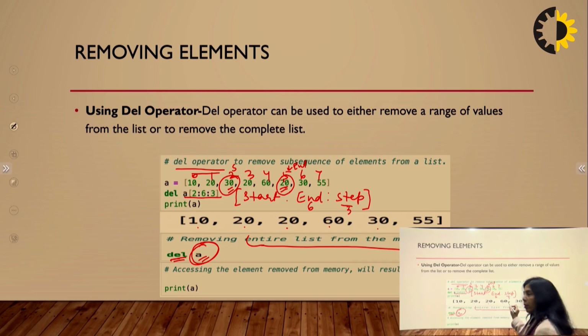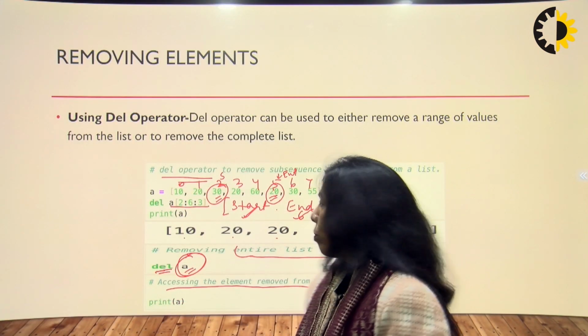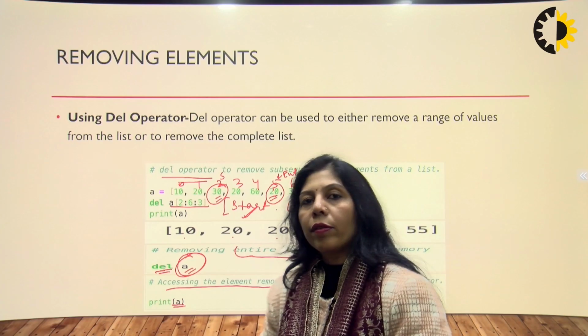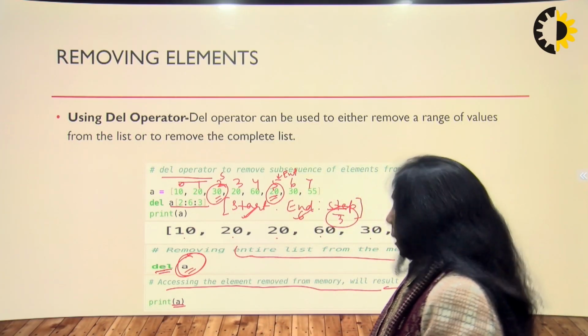So how does it get deleted? It gets deleted by considering the starting index, a value less than the end value, and the increment or the steps that are given. If the step value is not given, then by default it's considered 1. And if we want to access an element that has been deleted from memory, it will certainly give an error, saying that this doesn't exist because it's already been deleted.